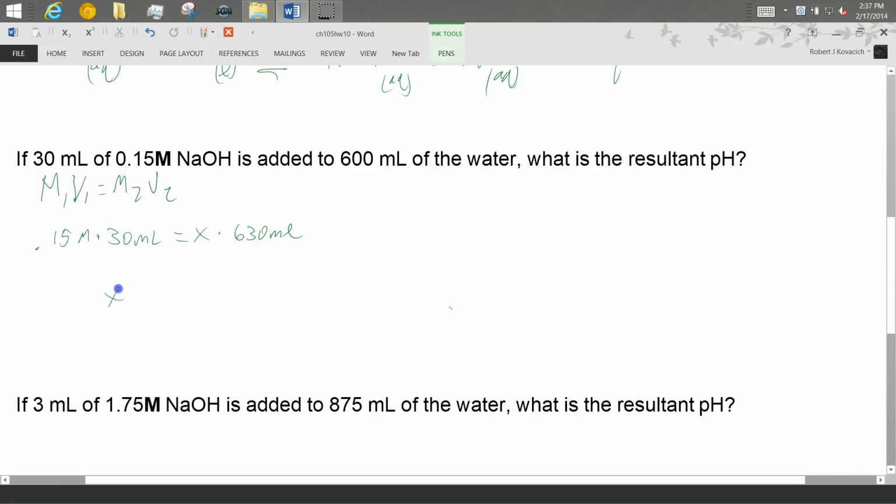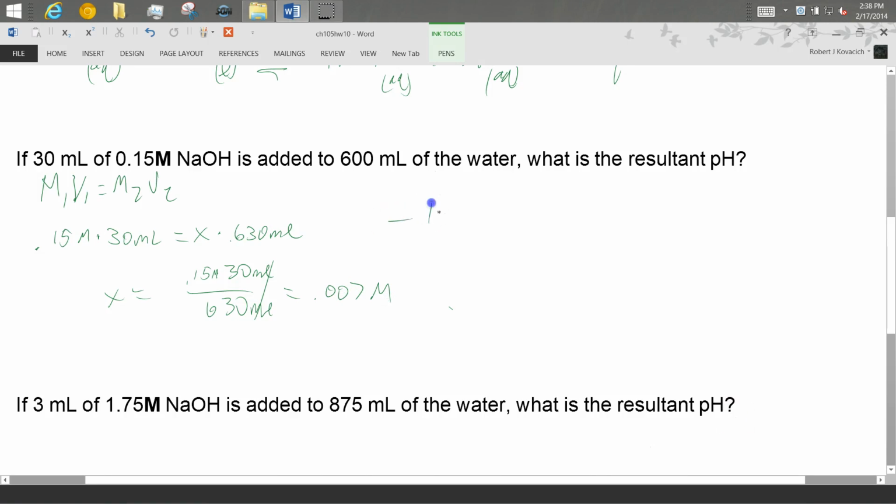All right, so then I'm going to rearrange this. I'm going to get 0.15 times 30 divided by 630. That's molar, and this is milliliters and milliliters, and the milliliters cancel out. So does somebody have a concentration for me? 0.15 times 30 divided by 630? 0.007. Sounds good. 0.007 molar.